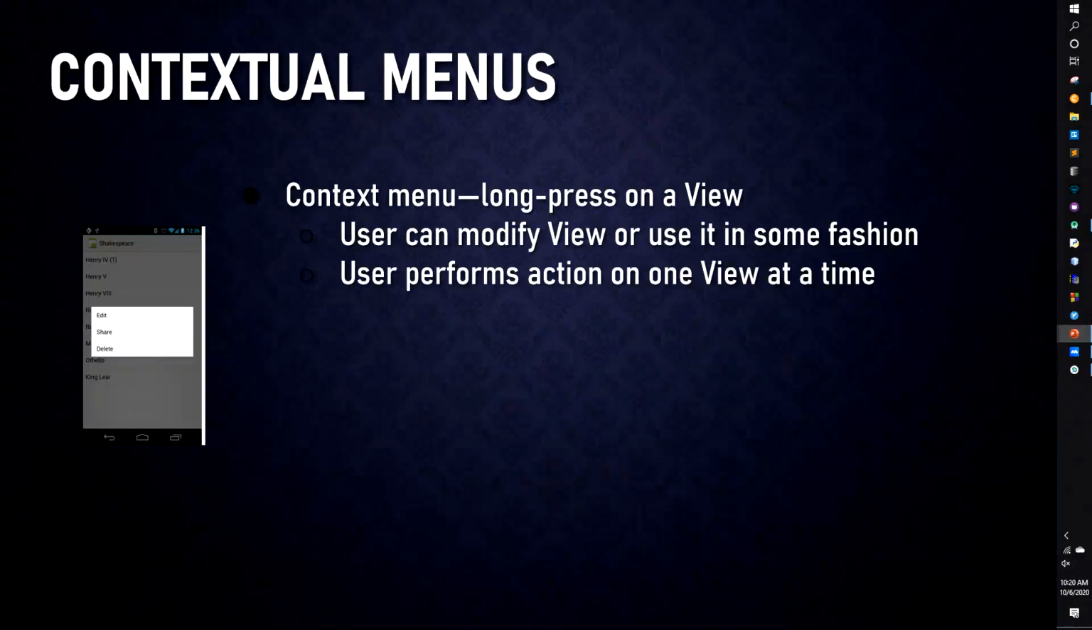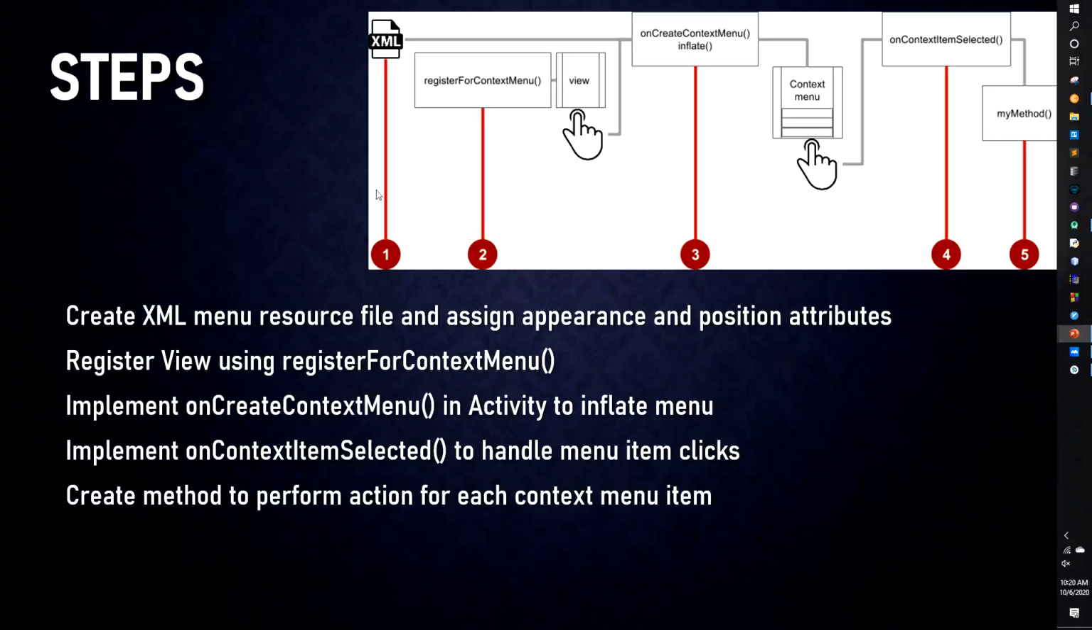So this is an example of a context menu. It will appear when you long press on your view. You have a list of views here, and when you long press on one of these list items, there may be a context menu like edit or share or copy paste or something like that. So this is what we call a contextual menu, and the implementation is the same as we did for the option menu. We create a menu resource file and assign each item of this menu, and also the position where we want it to appear.